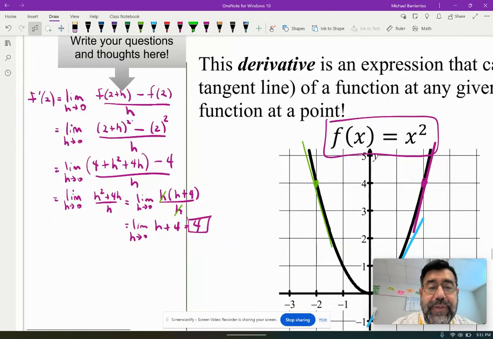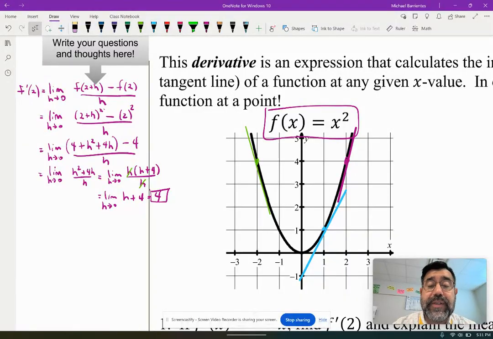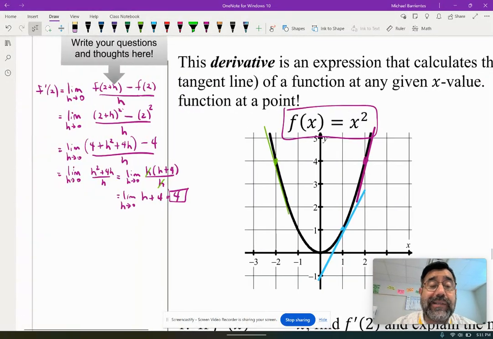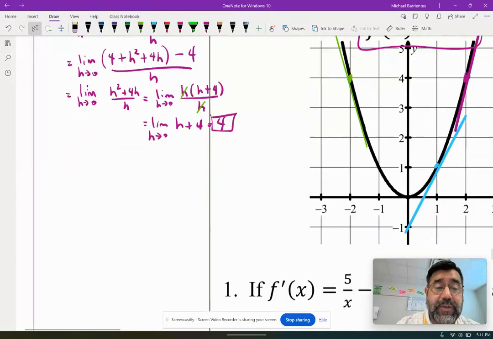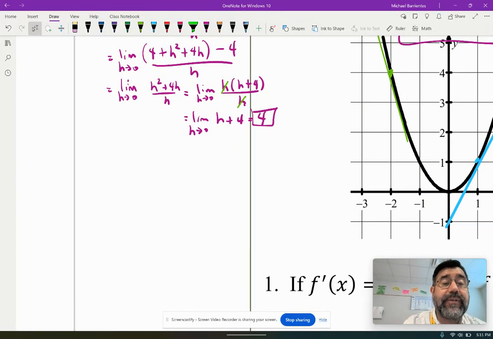Hello, good people. In the previous video, we found the derivative value at x equals 2 for this function. We're going to find the derivative value at x equals 1 for that same function, using the same formula. I'm going to go a little bit faster, and I'm going to try to find a little bit more room. I'm going to do it on the side panel here.